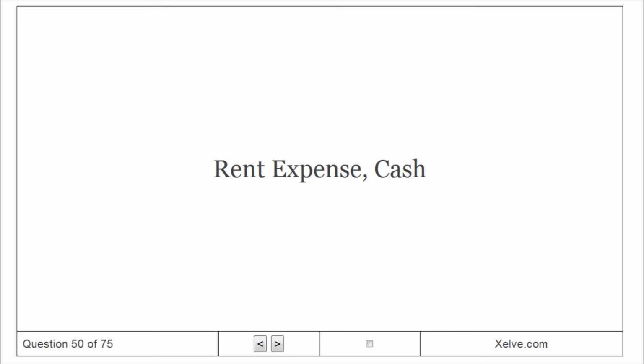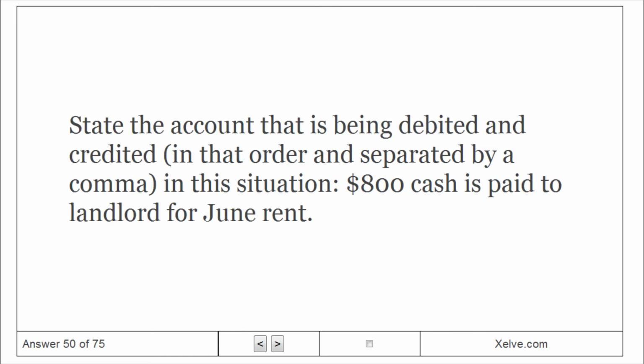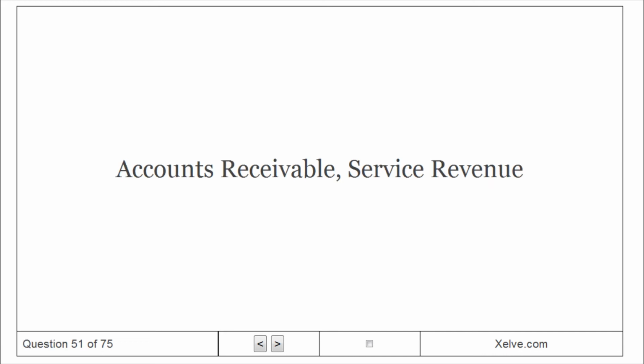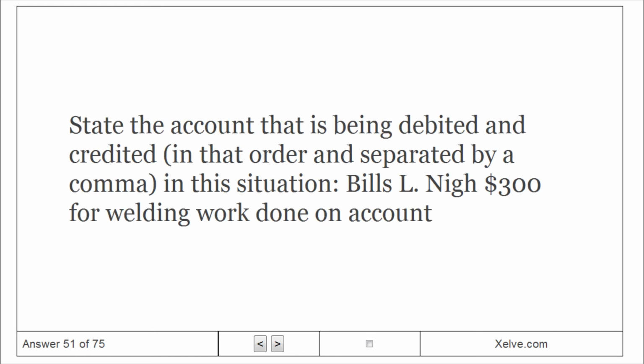Rent expense, cash. State the account that is being debited and credited in this situation. $800 cash is paid to landlord for June rent. Accounts receivable, service revenue. State the account that is being debited and credited in this situation. Bill Xelve $300 for welding work done on account.